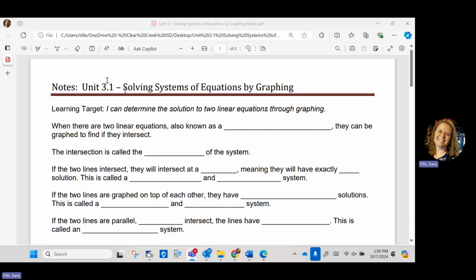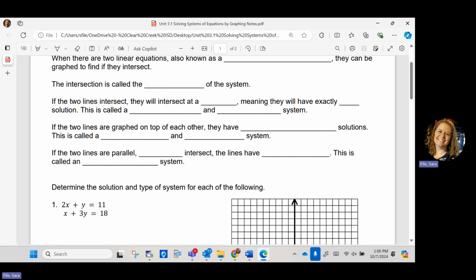Unit 3, so we're on 3.1 in the notes packet. What we're going to be looking at this whole unit is systems of equations. There are 3 different methods for solving systems of equations that we're going to look at. The first one is graphing. So today we're going to focus on graphing.